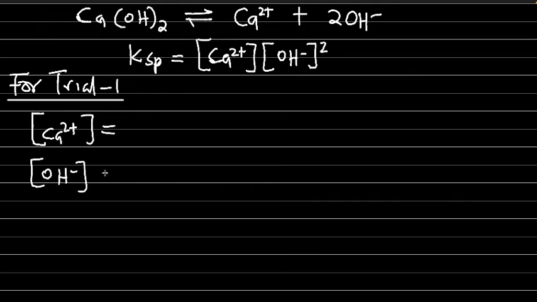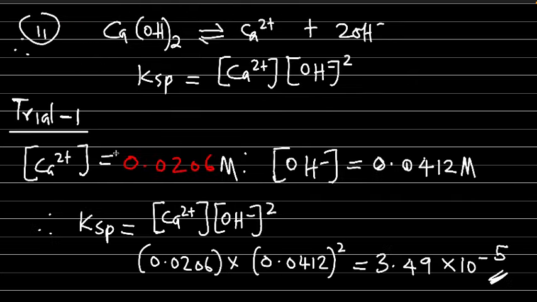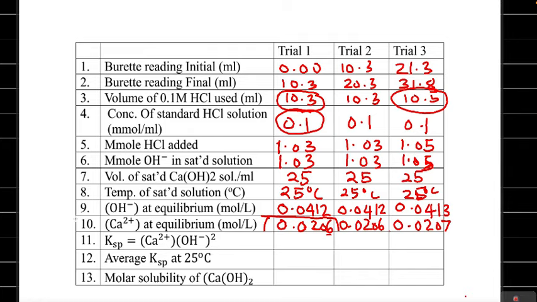Finish. Now, for trial 1, the concentration of calcium ion is 0.0206, and the concentration of hydroxide ion is 0.0412. Okay, so all we want to do is, anywhere you see calcium ion, you put this. Anywhere you see hydroxide ion, you put this and you square it. At the end of the day, you multiply this answer and the square of this guy to get the KSP for this.